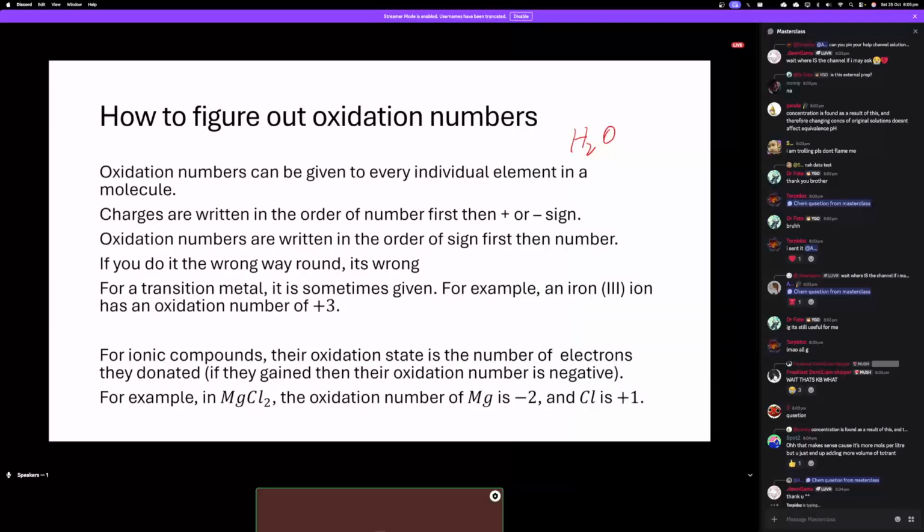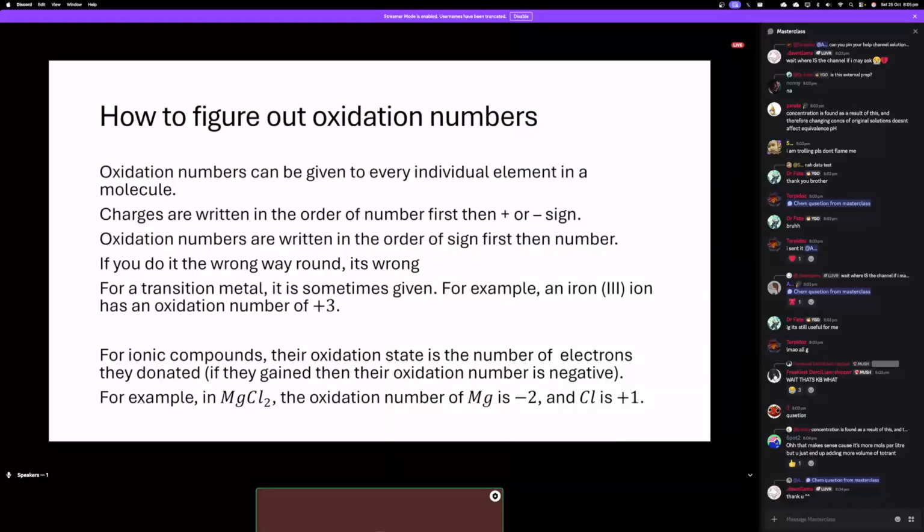Charges are written in order of number first, then the sign. So if I had maybe SO4 2 minus, I wrote the number first, then the charge. Oxidation numbers are sign first, then number. That is a big difference. You have to get that right.